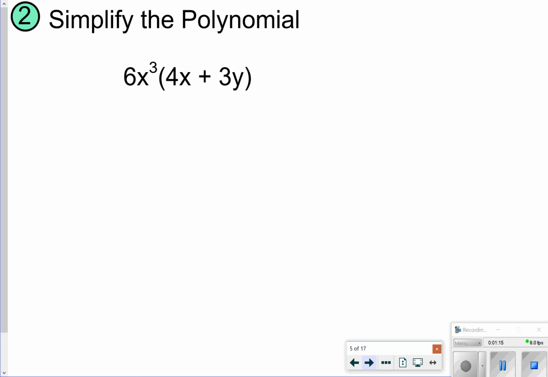Again, here we have a little bit different of a situation. We've got some different variables. Let's go ahead and again try to simplify the polynomial. So let's pause here and distribute the outside term to everything on the inside to see what we get.